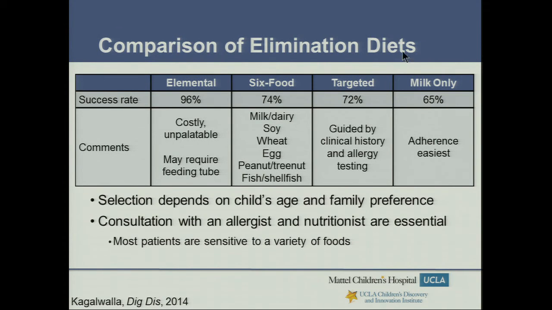And then the milk-only elimination diet has been documented to be about 65% effective. I'd say in my clinical practice, I'm not sure it works quite that well. The adherence is obviously easiest because children only have to eliminate milk products, but you have to keep in mind that it's all milk products. So it's not just that they have to stop drinking milk. This happens with adults all the time. They also have to stop drinking their lattes in the morning, and they can't have products that have cooked milk in it either. So again, the choice of which diet you're going to select depends on the child's age as well as the family preference.